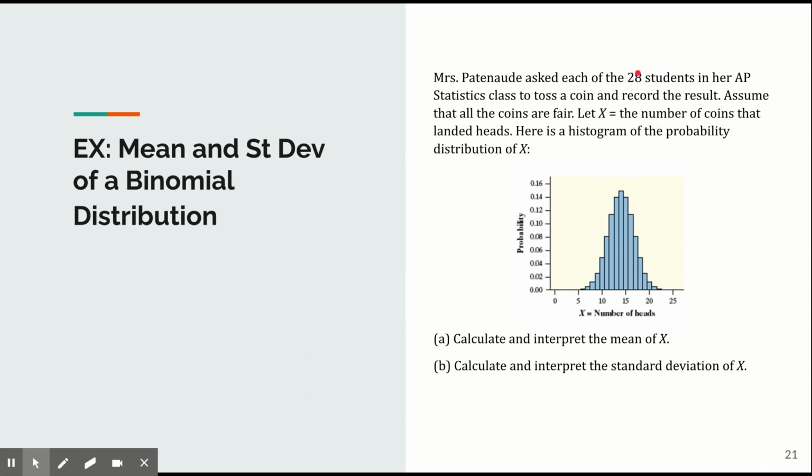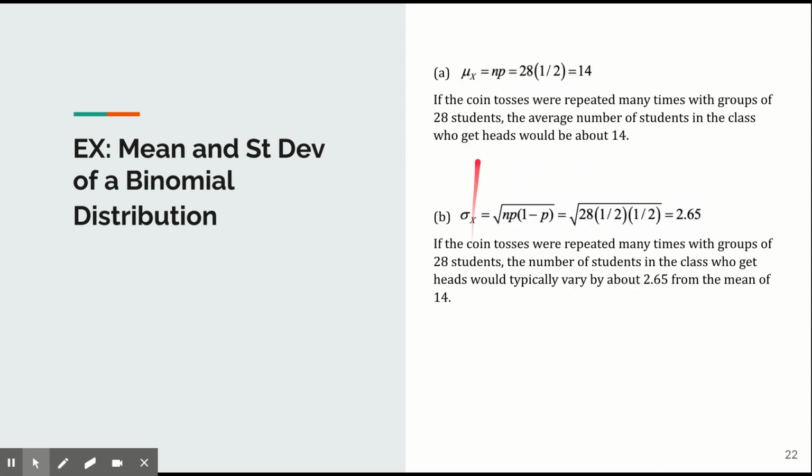Again, there's 28 students that are going to flip a coin. X is the number of coins that land heads. And so the mean is going to be n times p. So that's 28 times 1/2. That's 14. If the coin tosses were repeated many times with groups of 28 students, the average number of students in the class who get heads would be about 14. The standard deviation, we're going to calculate it by plugging in the square root of 28 times 1/2 times 1/2, and that's 2.65. If the coin tosses were repeated many times with groups of 28 students, the number of students in the class who get heads would typically vary about 2.65 from the mean of 14.